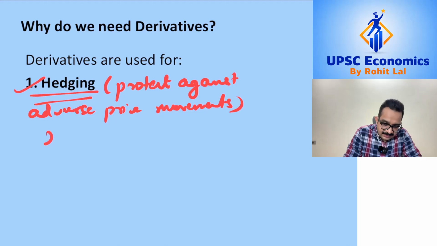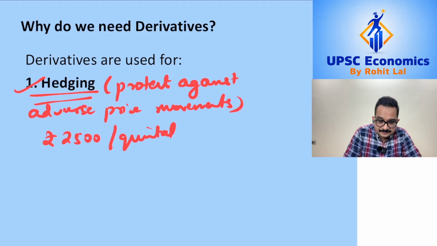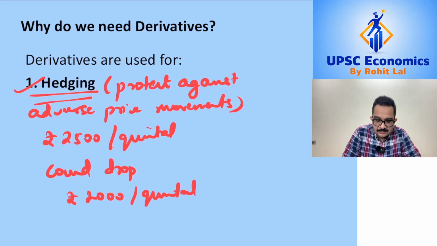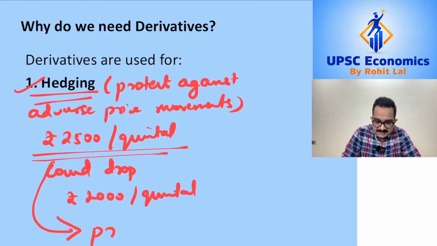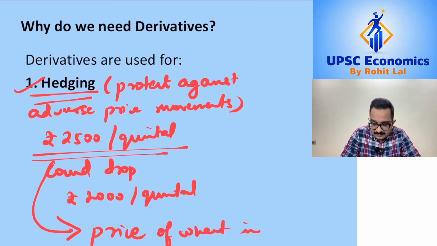wheat is selling right now in the market at 2500 rupees per quintal. Now let's say in the future after harvest, the farmer anticipates that because there's going to be an excess of supply, the price could drop to say 2000 rupees per quintal. So what a farmer can do is enter into a contract that once the wheat is harvested, he can sell that wheat for the price of 2500 rupees per quintal. So the price of wheat is fixed in the contract.